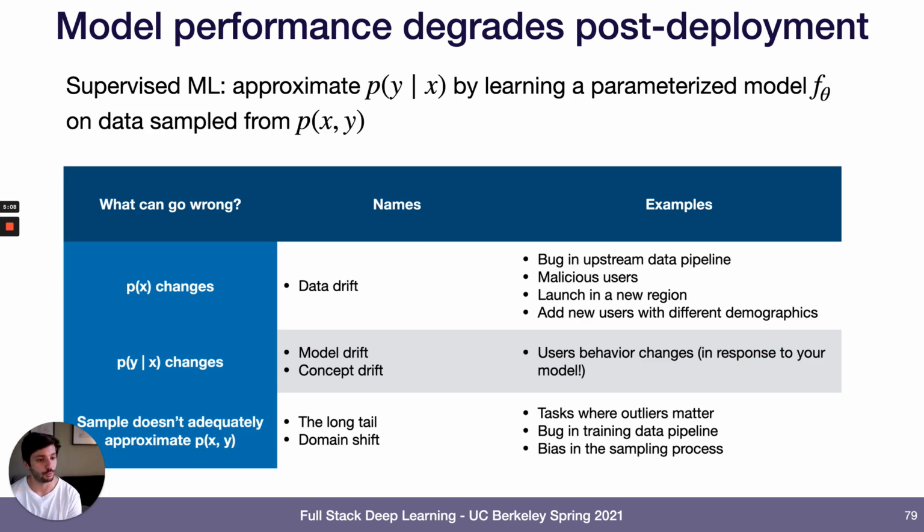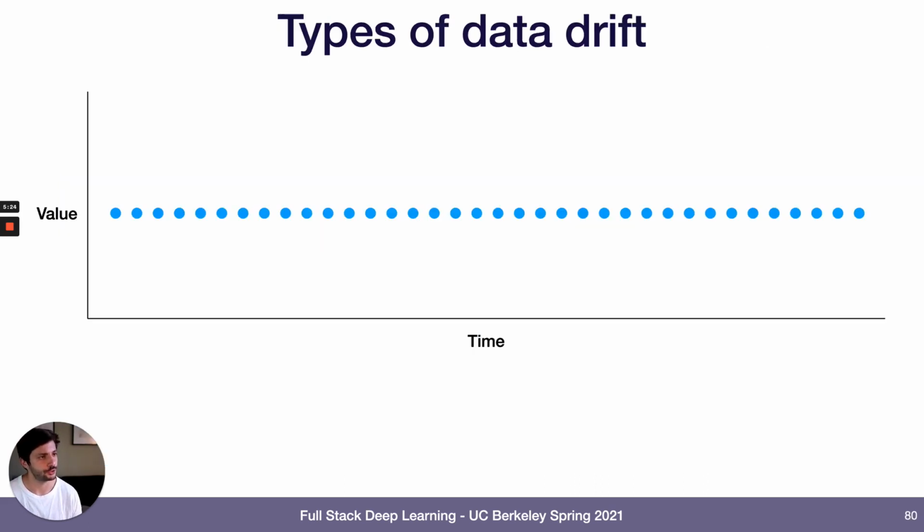That's an example of where you might not have adequately sampled the distribution. Bugs in the training data pipeline can cause this. And this is often also very frequently caused by bias in the sampling process. So let's talk about different types of data drift.